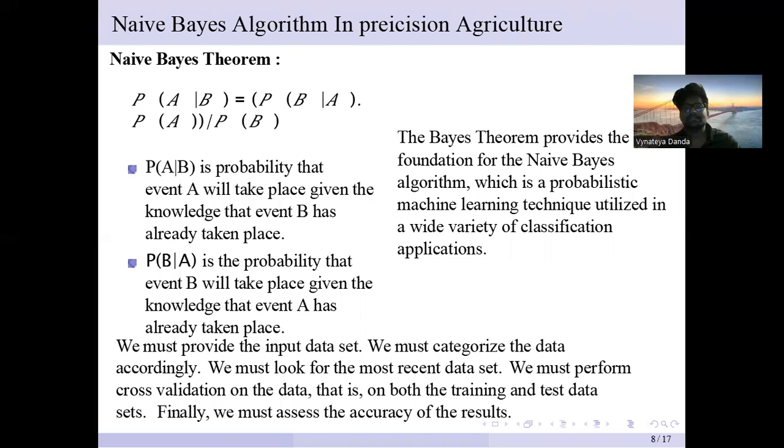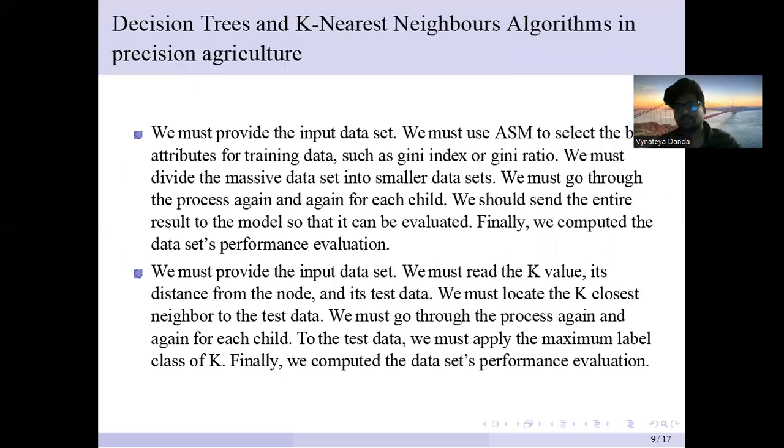Basically, the Bayes theorem provides the foundation for the naive-Bayes algorithm, which is a probabilistic machine learning technique utilized in a wide variety of classification applications. Here, we must provide the input data set, and we must also categorize the data accordingly. We must also look for the most recent data set for the training model, and we must perform cross validation on the data, on both the training data set as well as the test data set. Finally, we must check the accuracy of the results on both. So this is what the naive-Bayes theorem says.